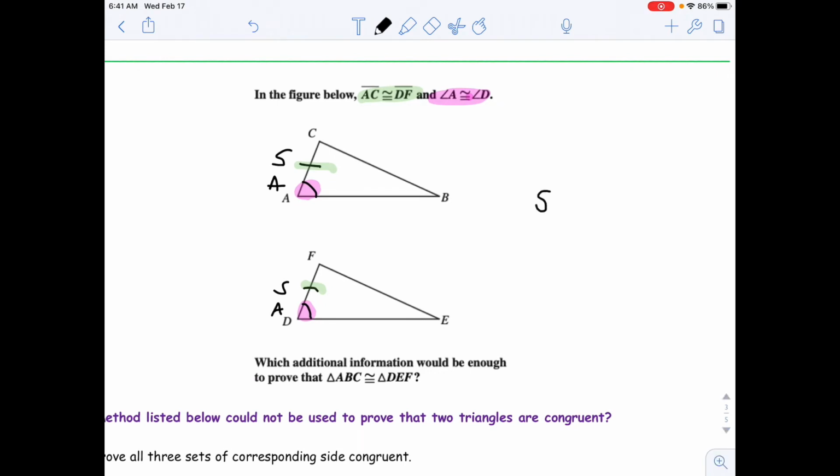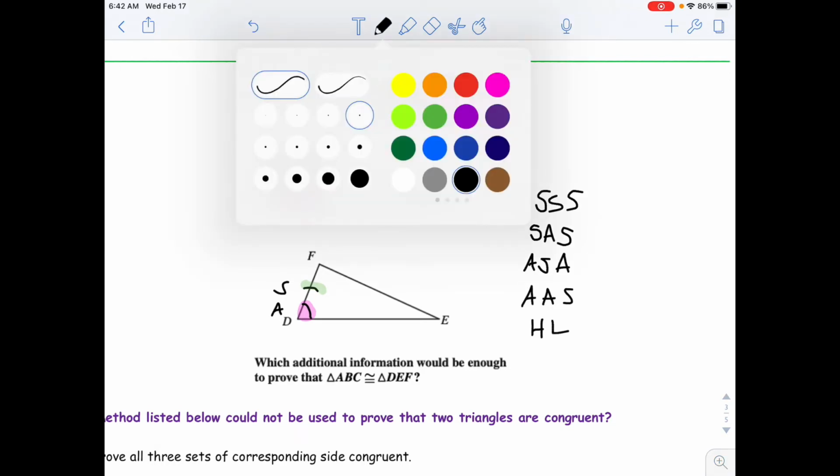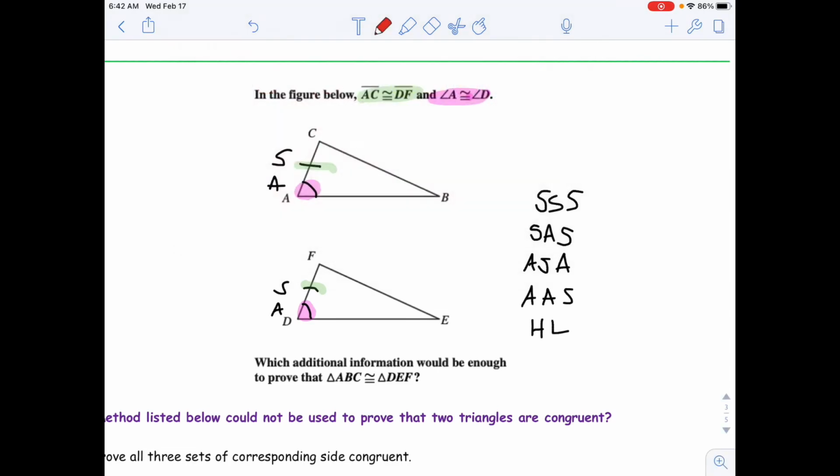All right, so let's just review some things we have. I'm just going to use the letters. We have side, side, side. We have side, angle, side. We have angle, side, angle. We have angle, angle, side. And we have HL. All right, so which additional information would be enough to prove that triangle ABC is congruent to triangle DEF? Well, there's two that we can't use. We can't use side-side-side, and we can't use HL, because we only need one more piece.